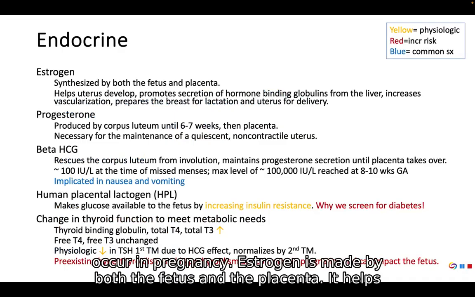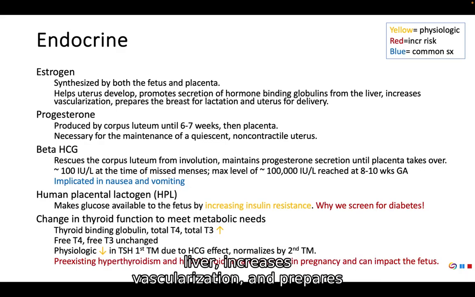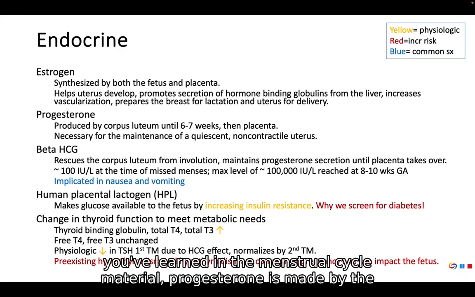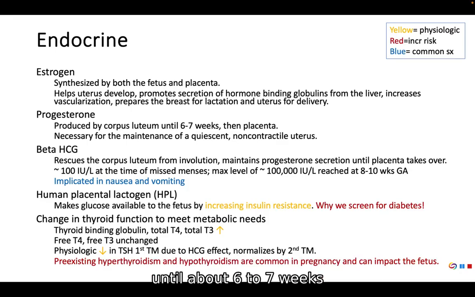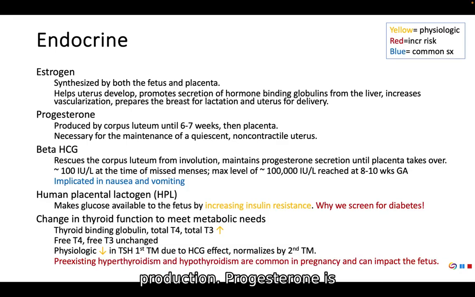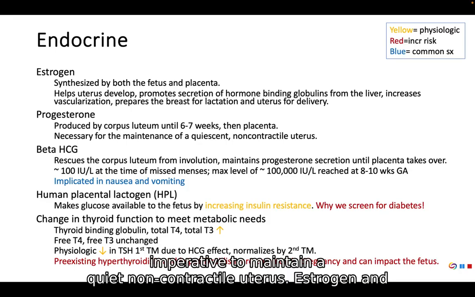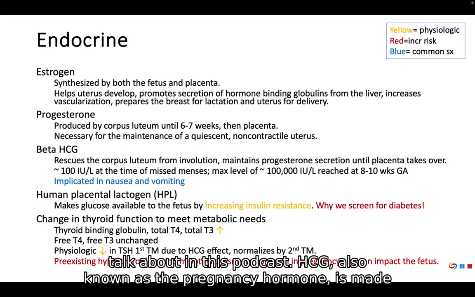Estrogen is made by both the fetus and the placenta. It helps the uterus develop, promotes secretion of hormone-binding globulins from the liver, increases vascularization, and prepares the breast for lactation. As you've learned in the menstrual cycle material, progesterone is made by the corpus luteum, and the corpus luteum continues to make progesterone until about 6 to 7 weeks pregnant, at which time the placenta takes over production. Progesterone is imperative to maintain a quiet, non-contractile uterus. Estrogen and progesterone are really the reason for most of the physiologic changes that we talk about in this podcast.